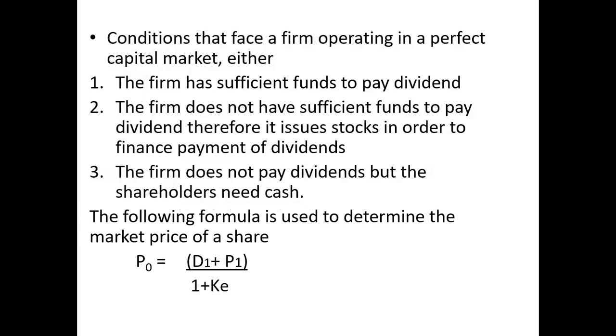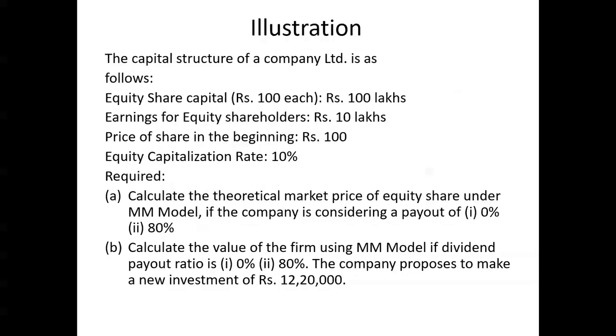So P0 equals D1 plus P1 divided by 1 plus K, where D1 is the dividend per share, P1 is the market price of the share at the end of the year, and 1 plus K is the cost of capital. I have given an illustration here for better understanding: equity share capital, earnings, price of the share, and equity capitalization rate, that is the cost of capital. If we consider a payout ratio of 0% and 80%, what could be the market price?